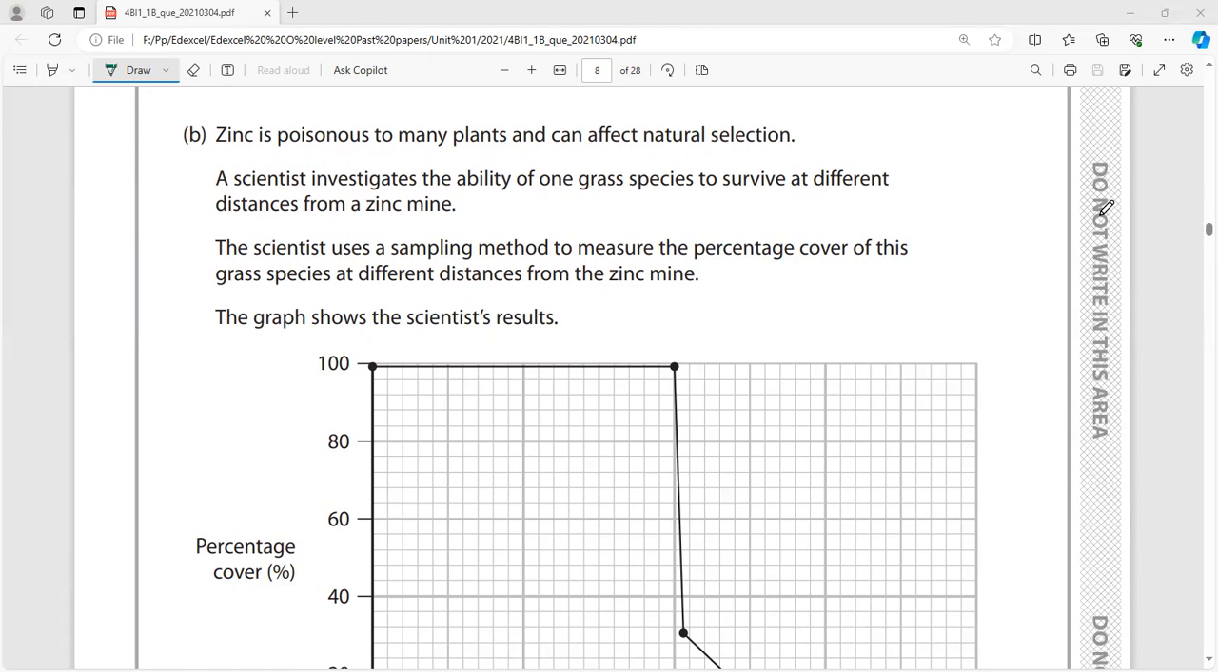The next question is, zinc is poisonous to many plants and can affect natural selection. So scientists investigated the ability of one grass species to survive at different distances from the zinc mine. Now scientists use the sampling method to measure the percentage cover of this grass species at different distances from the zinc mine.